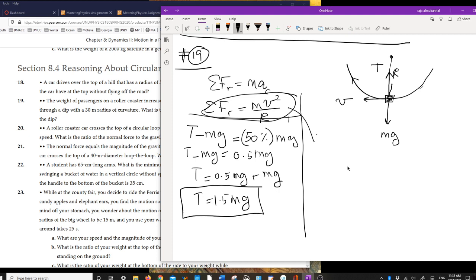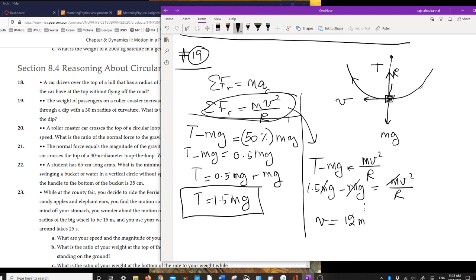Okay, here. So I have the radial direction. I got two forces, T minus mg equals ma, which is mv squared over r. So I have 1.5 mg, that's for the tension, minus mg equals mv squared over r. And with that, the masses cancel out, right? And I am solving for the velocity. You can work out the algebra, and if you work it out, you'll end up with 12 meters per second if I did it correctly. And there we go. Got it?